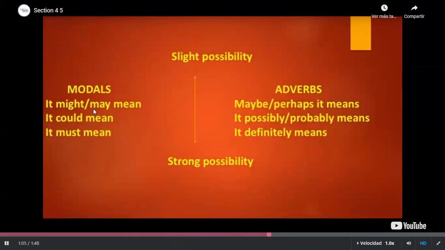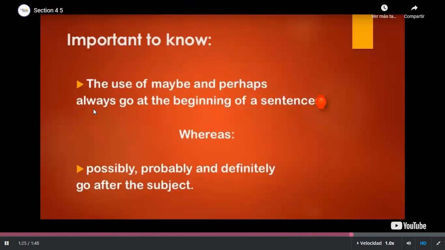If we go back to the chart, we will realize we use the base form of the verb when we use modal verbs. And when we use adverbs, we need to be careful with the verb. The verb must be used in third person singular. In other words, we add a final S on the verb means. Something else that is important to know is the use of maybe and perhaps. These adverbs always go at the beginning of a sentence, whereas possibly, probably, and definitely go after the subject.